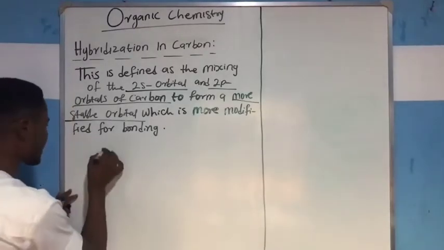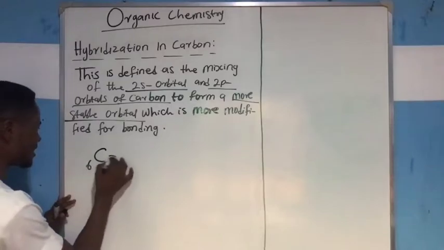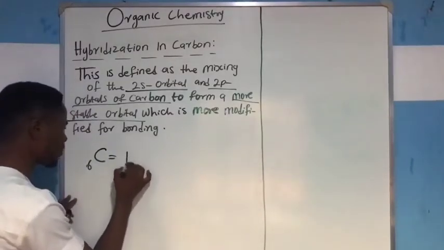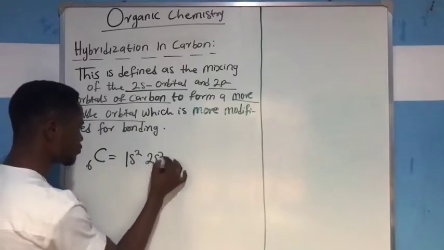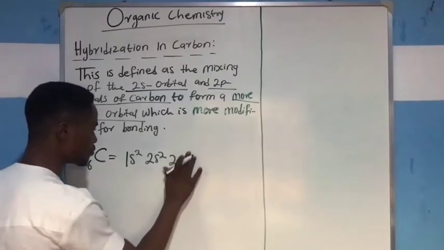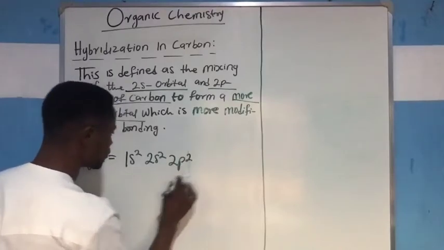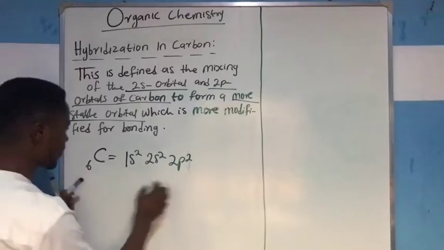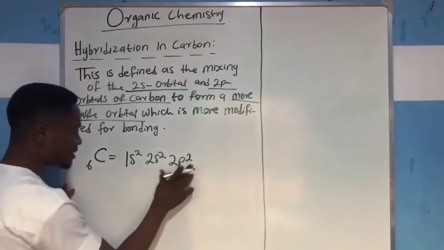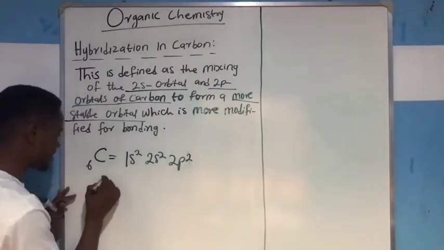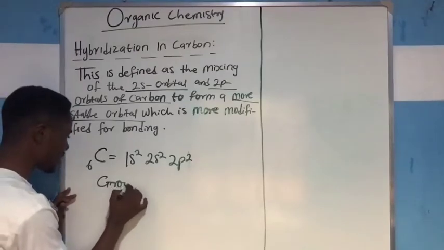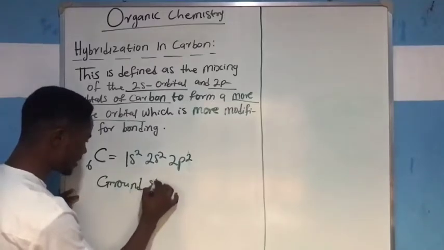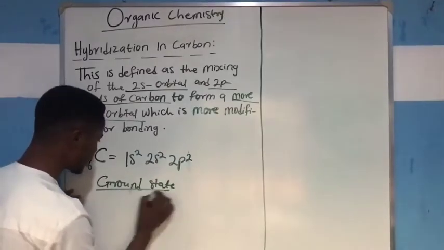First, I want you to understand that carbon atom has atomic number 6, and if we write the electronic configuration of this carbon atom, we are going to have 1s2, 2s2, and 2p2, sorry, not 2p6, but 2p2. So this is nothing but the electronic configuration of carbon. And again there is a state of carbon that I want you to understand, which is the ground state of carbon.